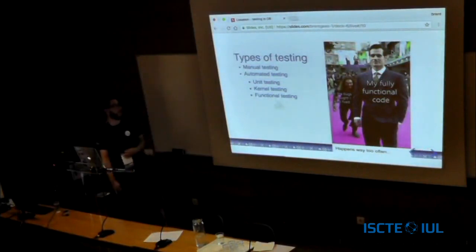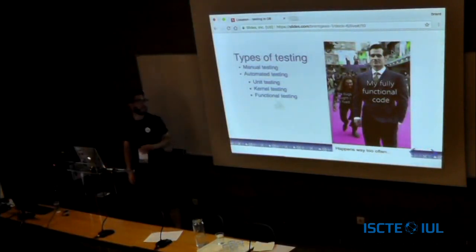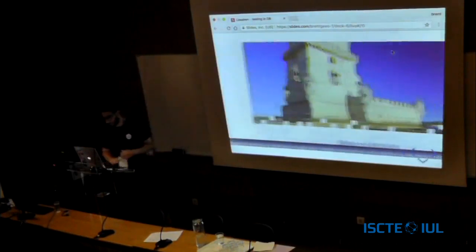So, types of testing. First, manual testing. That's the type of testing everyone should already know. And then there are a couple of automated tests. I'm going to cover three basic automated tests. There are a lot more available, but for this session we're going to keep it to the basics.